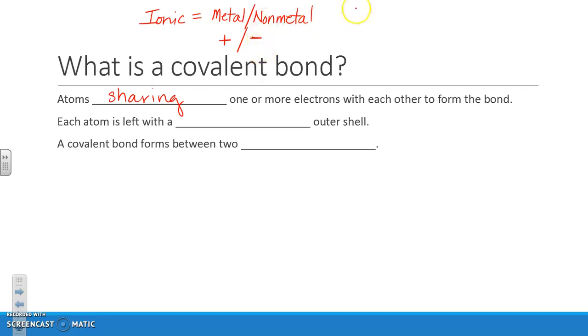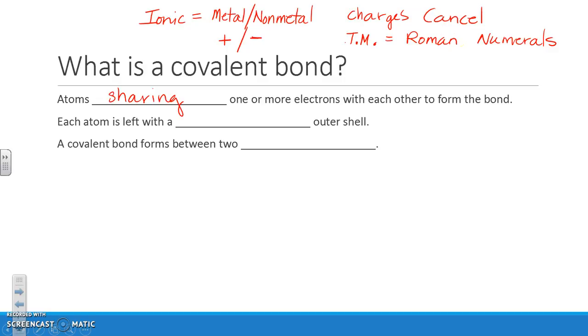And remember that we take those and we cross them to write the formulas. Our charges have to cancel, and it has to be an overall charge of 0. And if it's a transition metal, we use Roman numerals to show the charge. I'm just reviewing. This should not be new. I'm just reviewing with you.